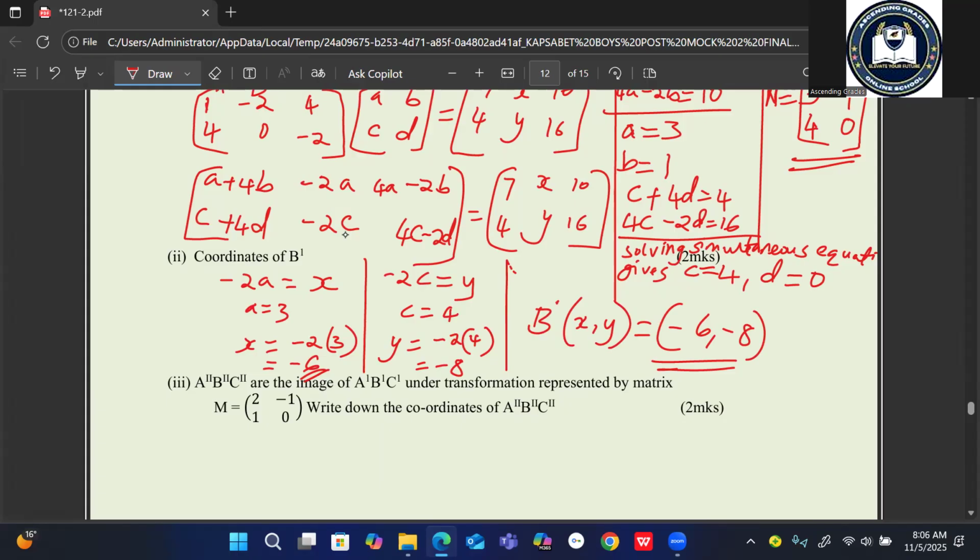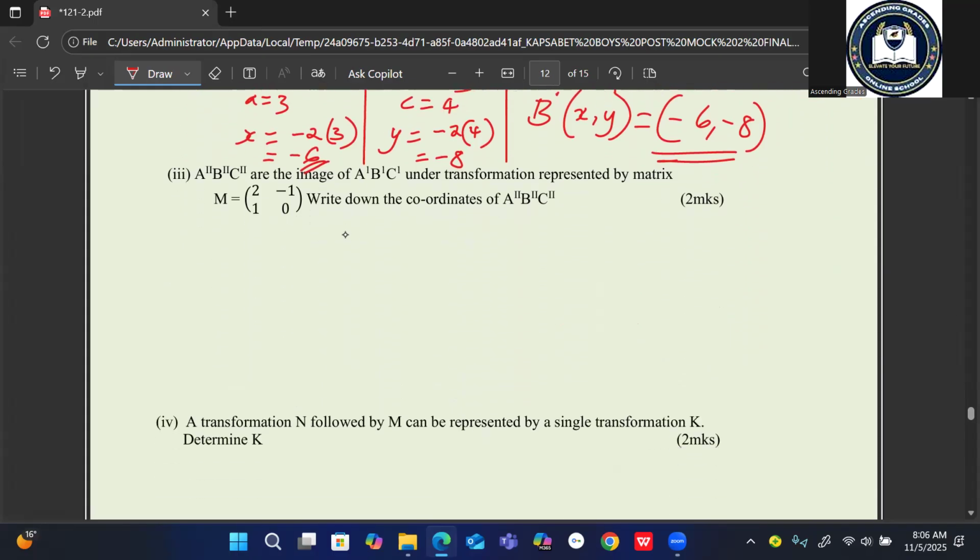From there, we go to Roman 3, which is 2 marks. We are told that A double prime, B double prime, C double prime are the images of A prime, B prime, and C prime, and the transformation is represented by matrix M. Write down the coordinates of A double prime, B double prime, and C double prime. We all know that whenever we multiply an object by a matrix of transformation, we should get the image. So our object is this one, our image is this one, our matrix of transformation is this one.